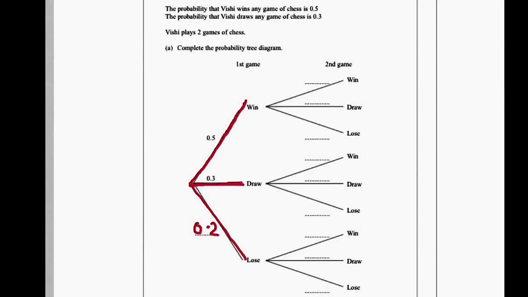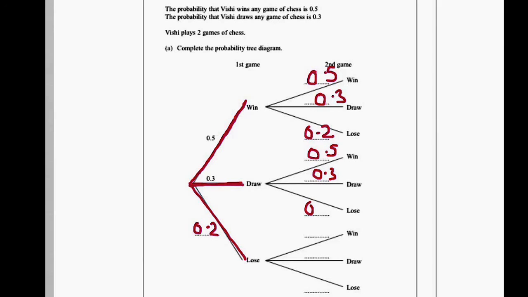And then I just need to repeat those probabilities for the second game. There is still a 0.5 probability that he will win, still a 0.3 probability that he will draw, and still a 0.2 probability that he will lose, and again. And this comes up year after year after year, and it is literally as simple as that.